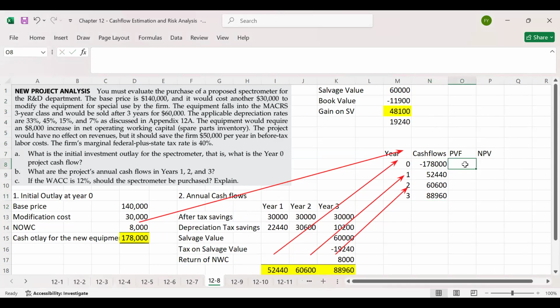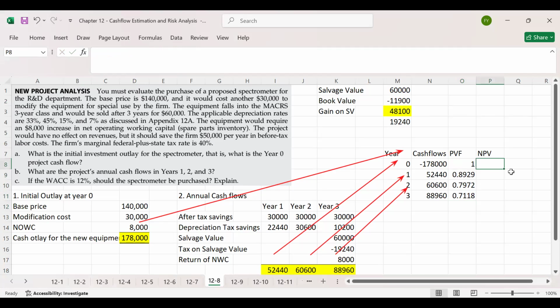Present value factor is 1 divided by 1 plus I, the rate of interest, which is the weighted average cost of capital, which is 0.12 or 12%, raised to power n. Here in year 0, n is 0. In year 1, n is 1. Year 2, n is 2. And at year 3, n is 3. So these are the factors.